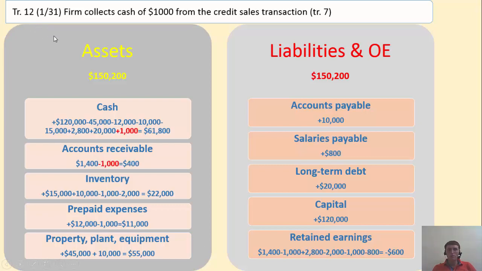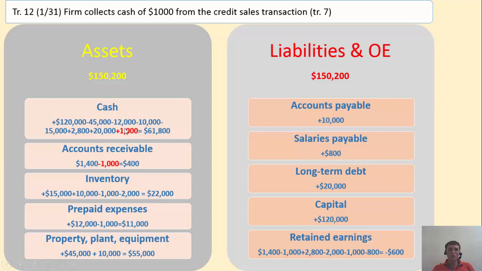Moving on, transaction 12. Again, this happens at the end of the month. In this case, the firm collects cash of $1,000 from the credit sales transaction, transaction number 7. In that transaction, the company sold goods costing $1,000 for $1,400 on account. That amount, the $1,400, at that time increased accounts receivable, not cash because it wasn't collected, increased it by $1,400. As we collect the $1,000 of these $1,400, we need to decrease accounts receivable. Our customer now owes us only $400, not $1,400. At the same time, we collected cash, therefore cash increases by $1,000.